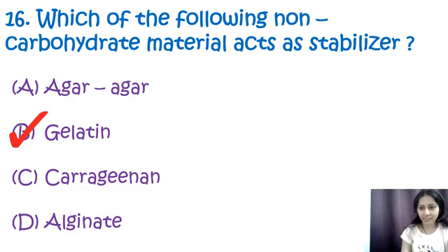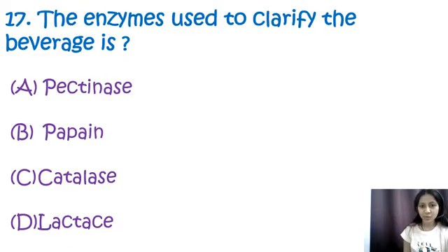Next, question number 17. The enzyme used to clarify the beverages. Options are pectinase, papain, catalase, and lactase. So over here my correct option is A, that is pectinase. So pectinases are the enzymes which are used to clarify the beverages.